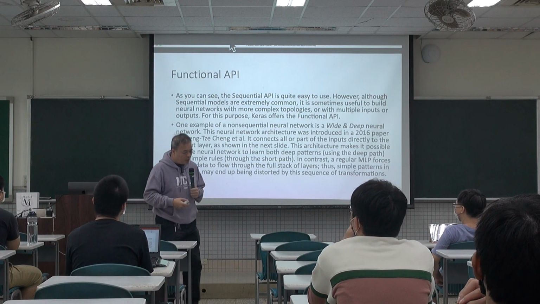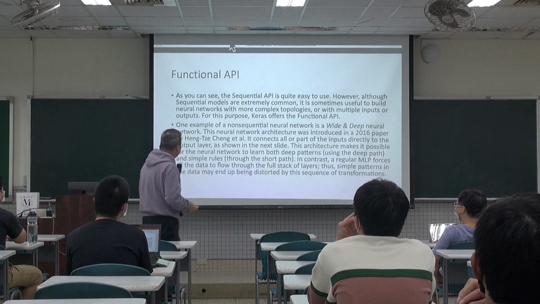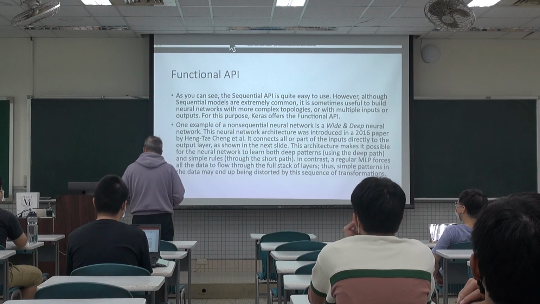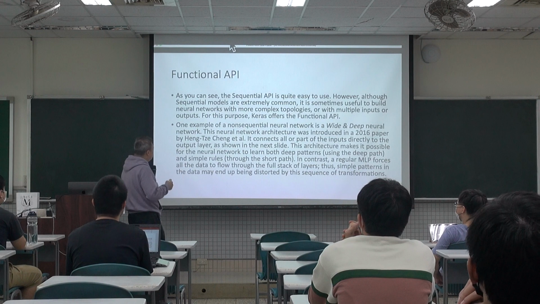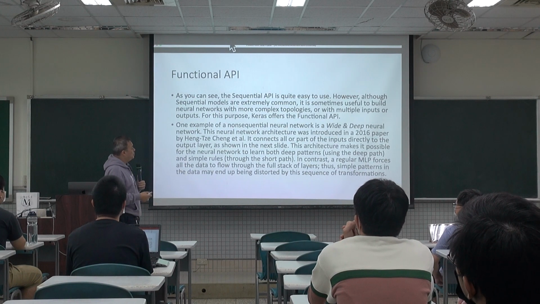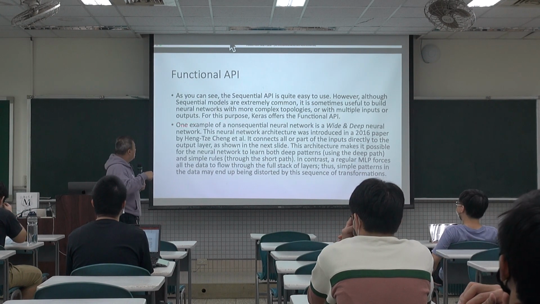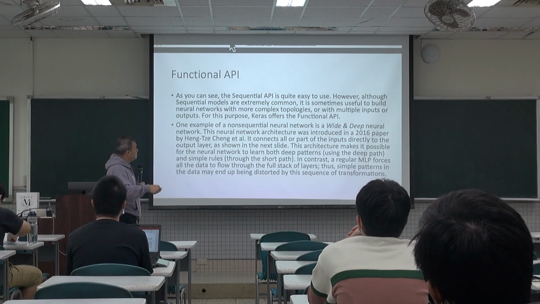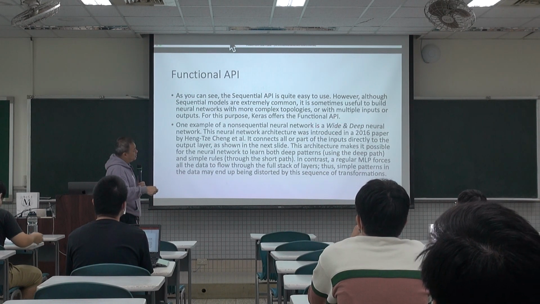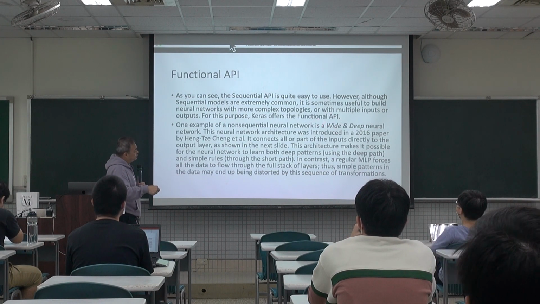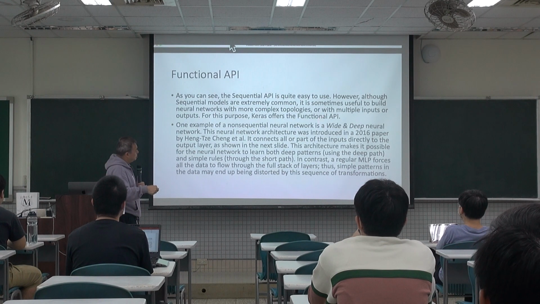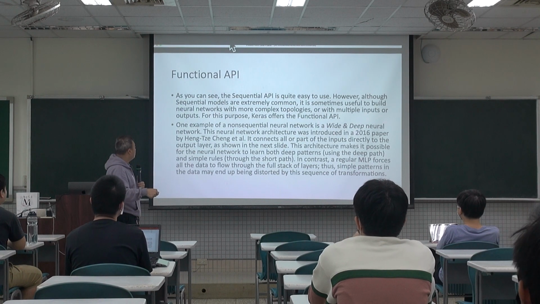So what is the functional API? Again, the best way is to show how it is used to create a model by means of an example. Here we are trying to introduce a model which is called wide and deep, the wide and deep neural network model.